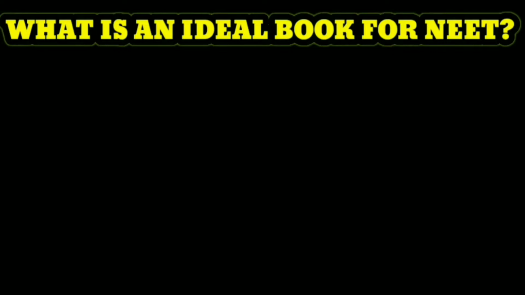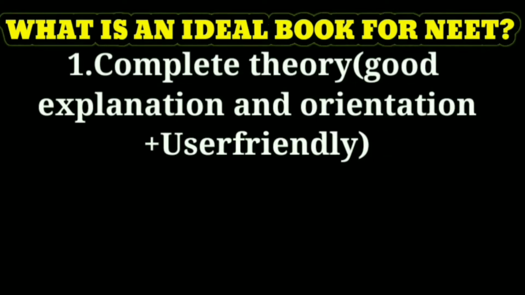The very first point in this row is complete theory with good explanation and orientation, plus user friendly. Suppose you are having a reference book, you come across many examples and concepts, but you are still unable to solve the questions given in the chapter exercises or any other NEET level MCQs. This is just because that book is not giving you a good explanation, or it's not having good orientation, or it's not user friendly.